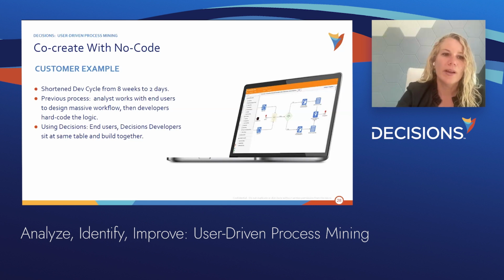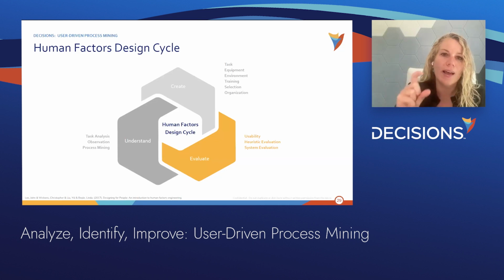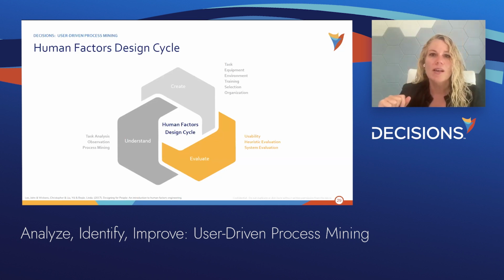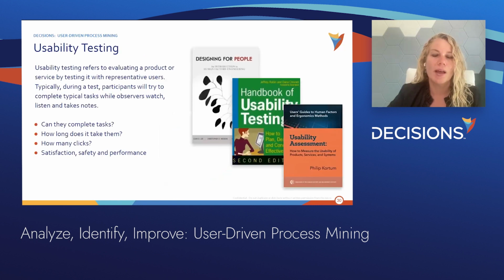The last part of that human factors design cycle is the evaluation. And I mentioned a little bit already, Decisions has some great testing tools built right in the software for some of those parts of evaluation. But on the next slide, I have some references for you that you can look at for true usability testing. And true usability testing from a human factors standpoint really is more about the end user themselves.